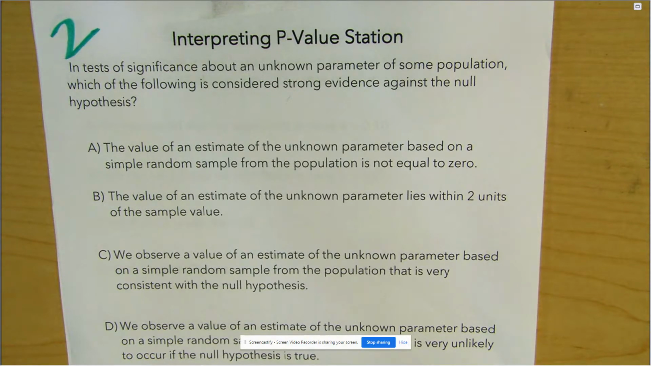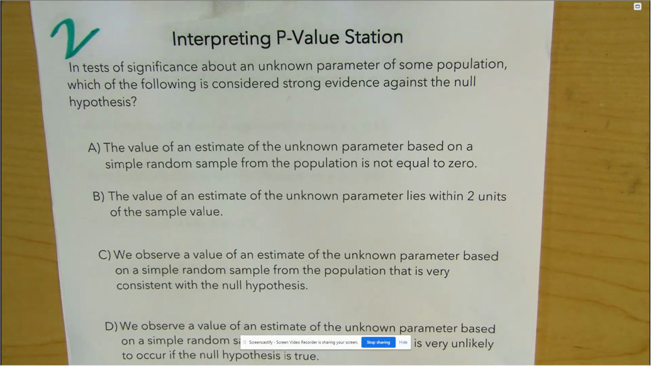So, interpreting p-value. It's kind of weird to do one of these for a multiple choice, but what this is asking is kind of vocab heavy. A lot of these multiple choice are. In tests of significance about an unknown parameter of some population, so either the mean or the proportion, right?